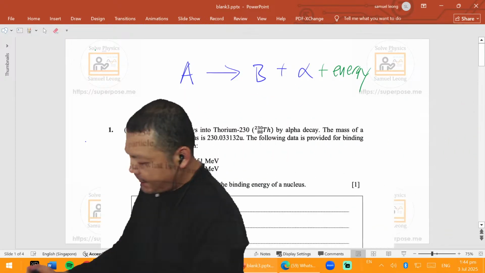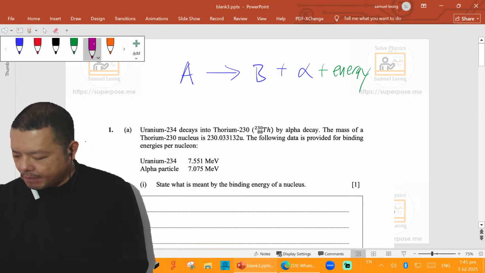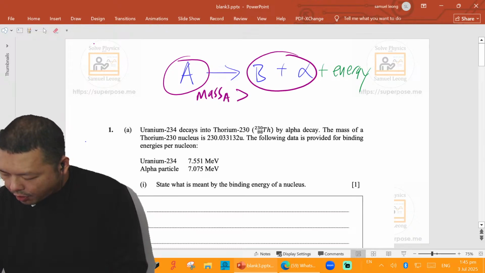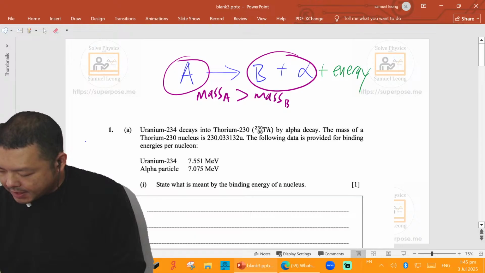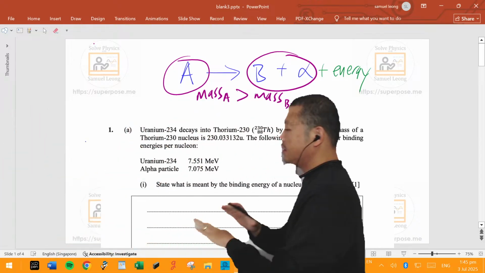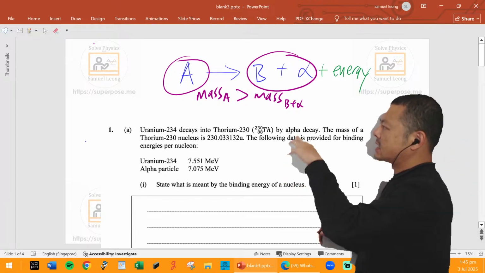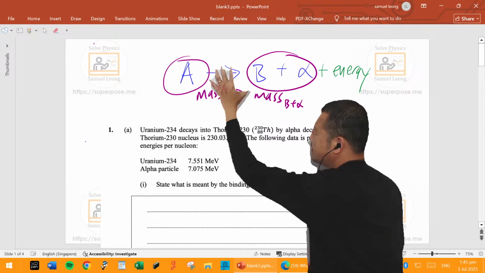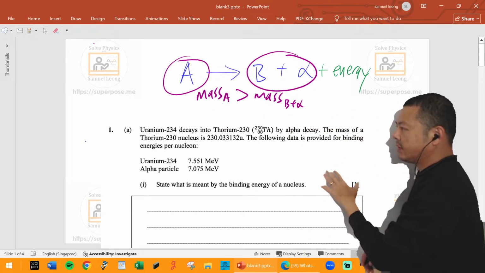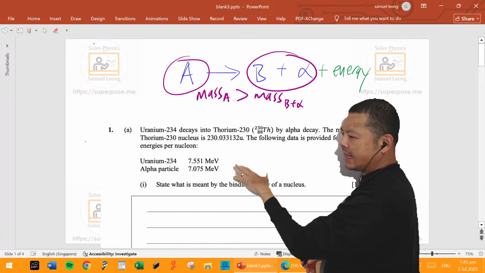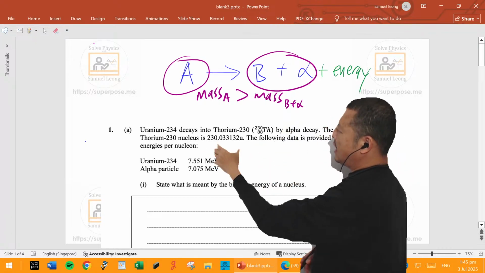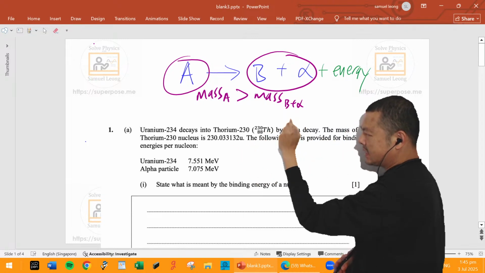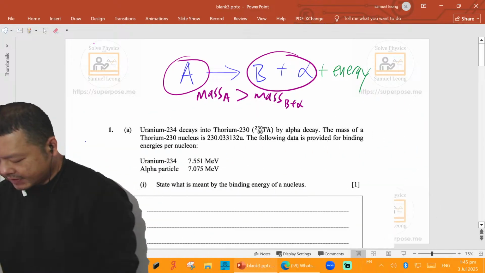Therefore, we also know for sure that the mass of A is definitely more than the mass of B plus alpha. That's confirmed, because there's going to be a mass defect. In order for energy to be released, there must be a mass defect. So definitely the mass of A must be greater than the mass of B plus alpha. If you check the mass, it actually makes sense. I can't remember the details, but there was something very wrong with this number.